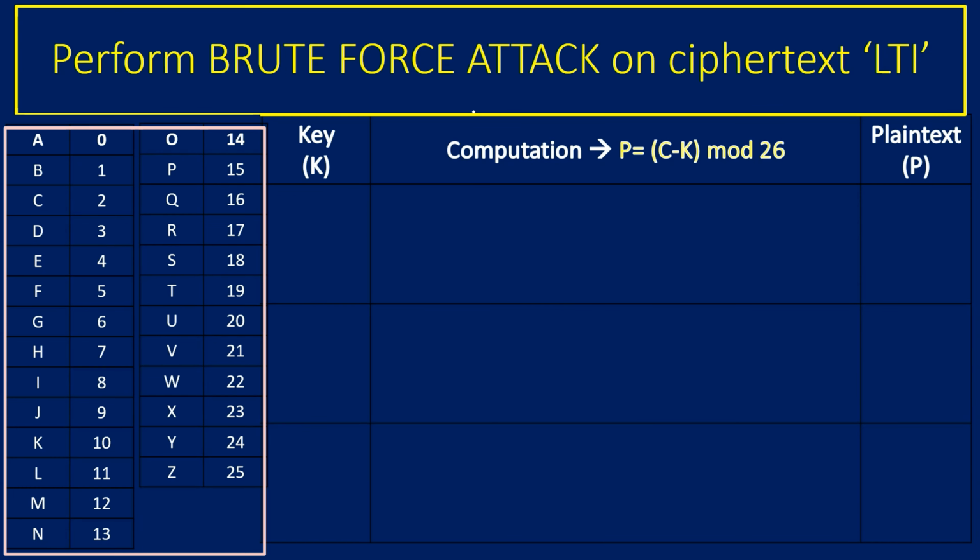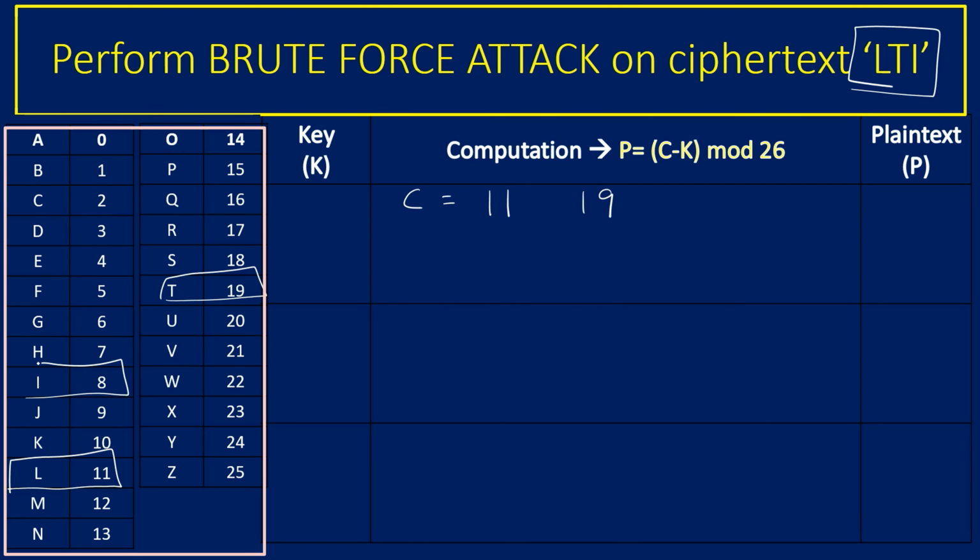Let us now see how the attacker would perform a brute force attack. The given ciphertext is LTI. The ciphertext numbers for letters LTI can be found from this mapping table. So L corresponds to 11, T corresponds to 19 and I corresponds to 8. The attacker then assumes the key to be 1. So he has to subtract K using mod 26 subtraction. He deducts the key, that is K equal to 1, from each of them.